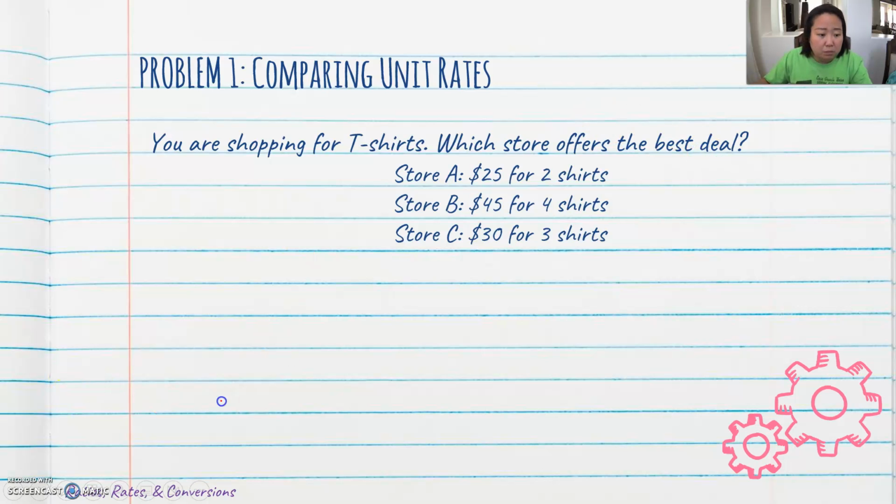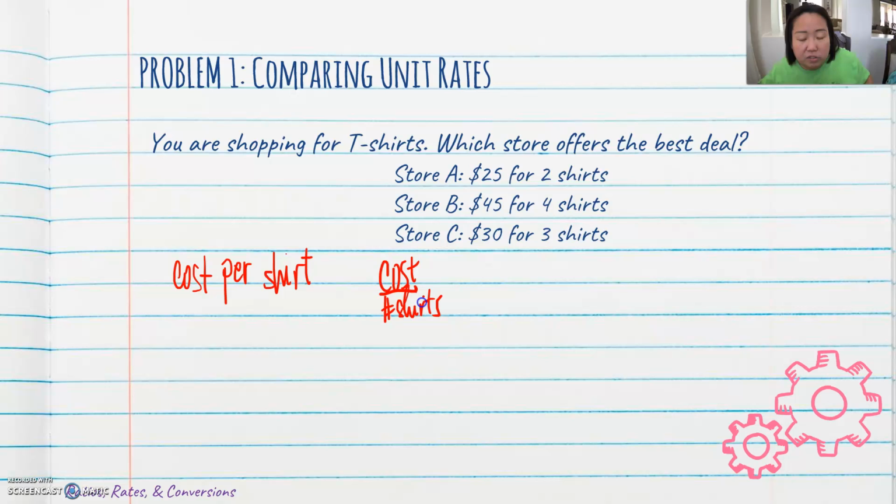So for us to be able to determine that, we need to find the cost. Okay, so it will be the cost per shirt. So that will be our basis here. It will be the cost, so the amount, over the number of shirts. And as we have mentioned earlier, when we talk about ratio and rates, it involves division.